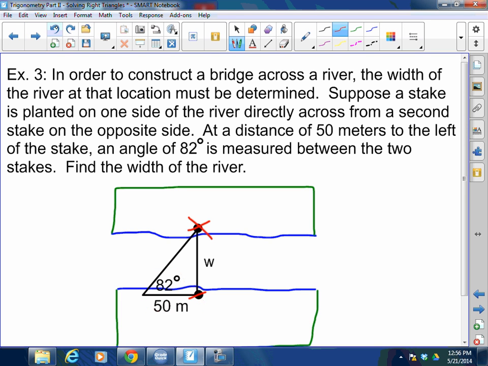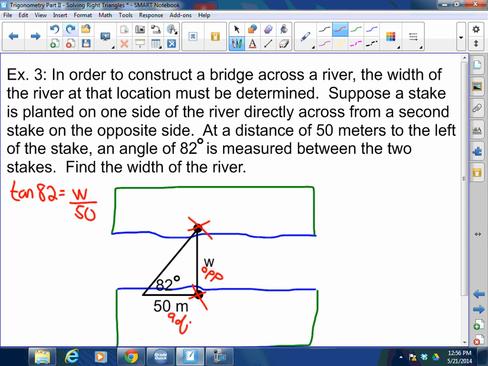Let's clean this up a little bit. Guys, this is real life, I promise you. Let's find that width. I've got 50. What is 50 when we're talking about 82 as my angle? The adjacent, fantastic. And am I looking for my hypotenuse or this W? The W is the opposite. Who uses opposite and adjacent? Heck yeah. So you're going to go tangent of 82 equals opposite over adjacent.